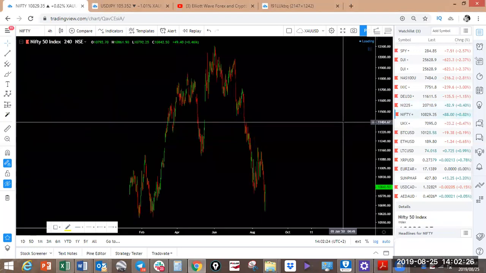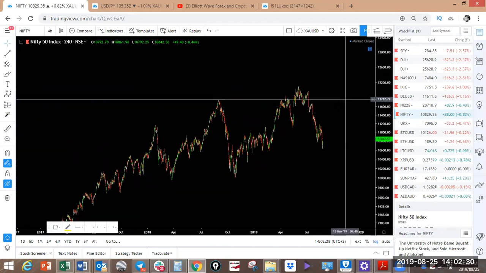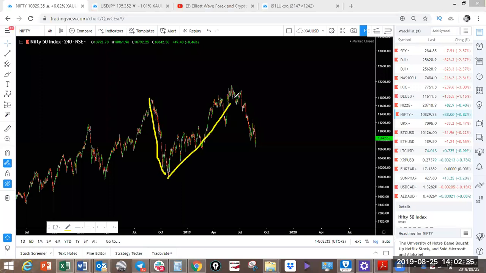NIFTY. We're still looking at this structure, the bigger structure to make an expanding flat. This one here, correction. Now we're looking for this one to come down here. Remember, it can be a running flat. If it's a running flat, it can turn at any time and push higher.